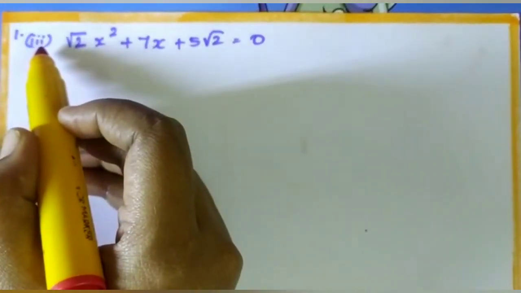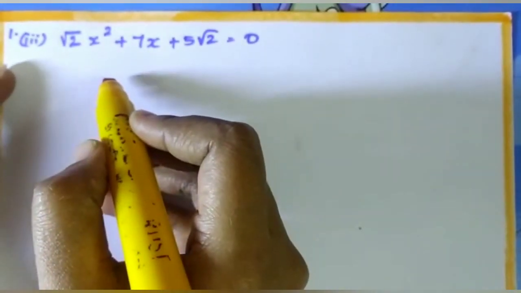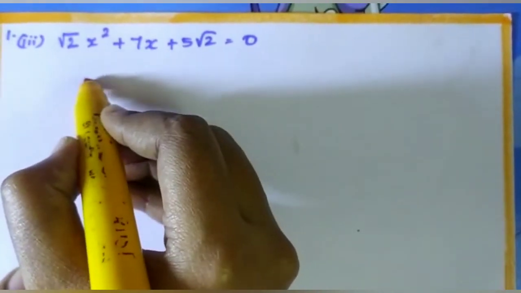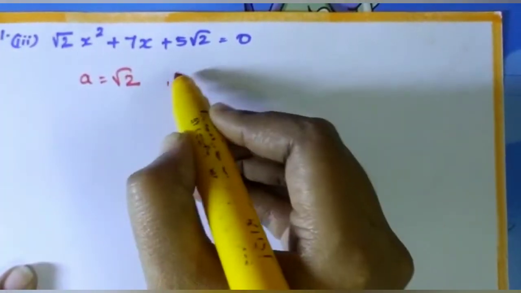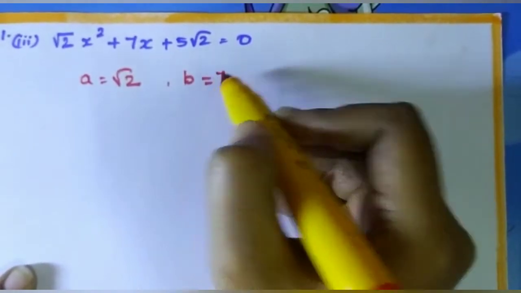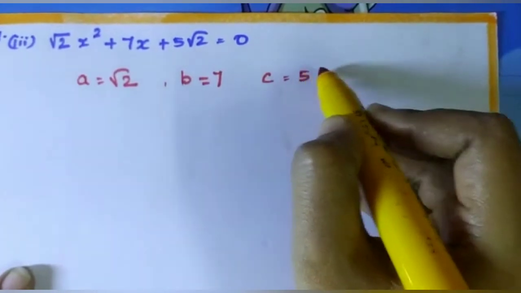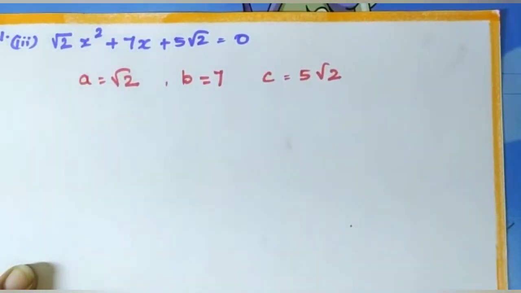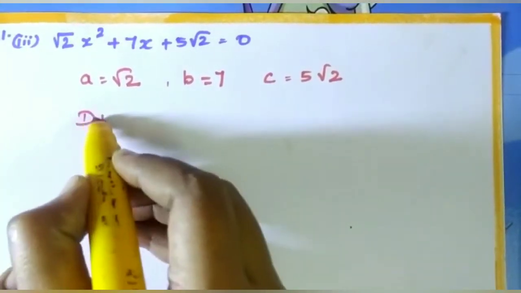Next, third subdivision sum in the first problem. First, what you have to do? You have to write the value of A. The value of A is root 2, the value of B is 7, and the value of C is 5 root 2. First, you have to write the values. Okay. Then you have to write the discriminant formula.